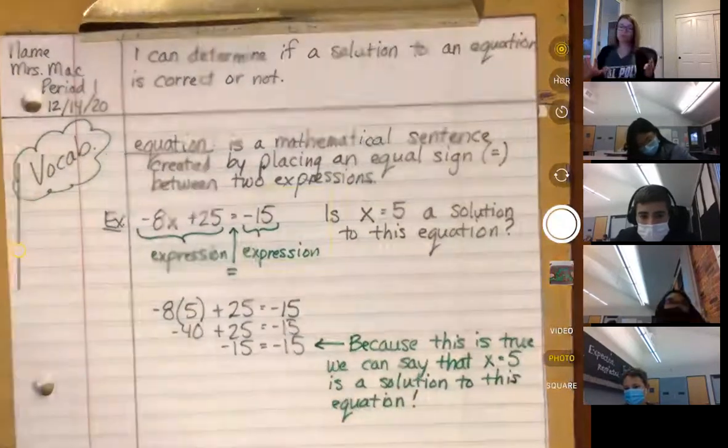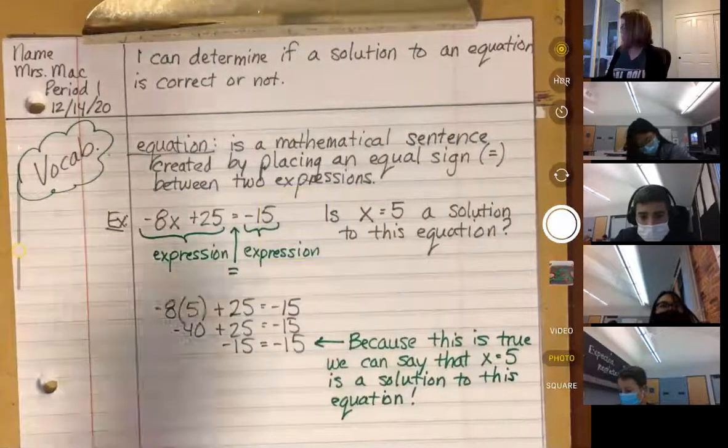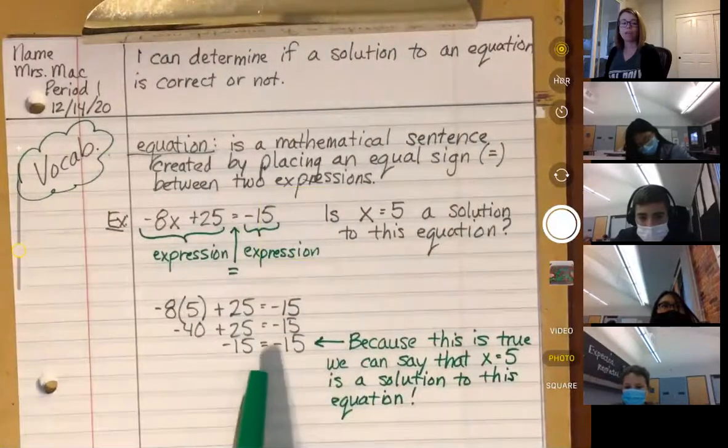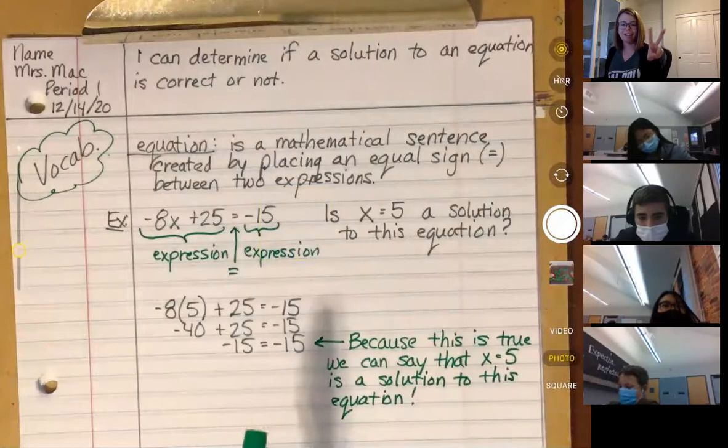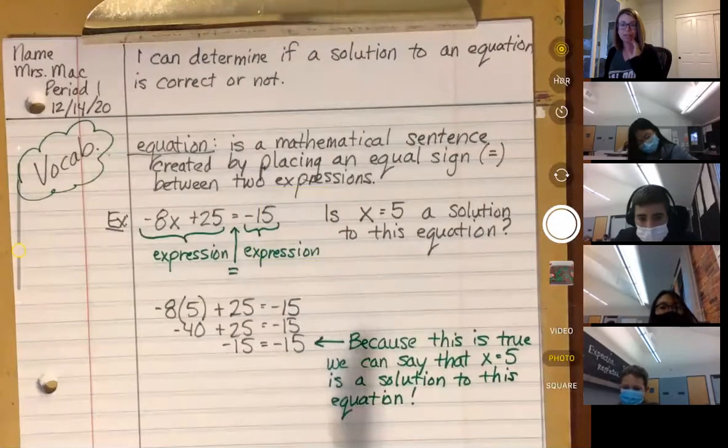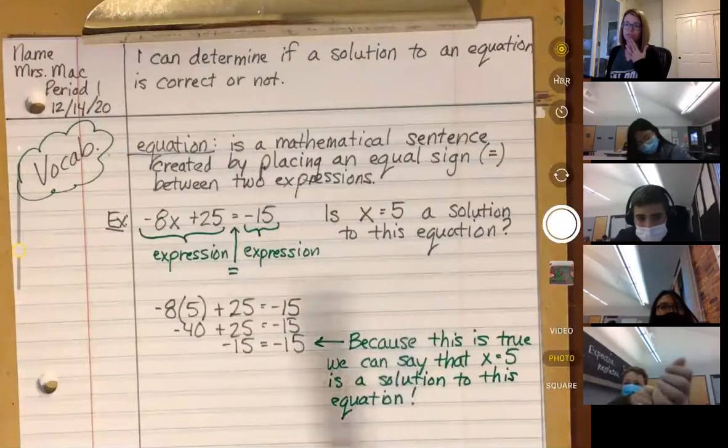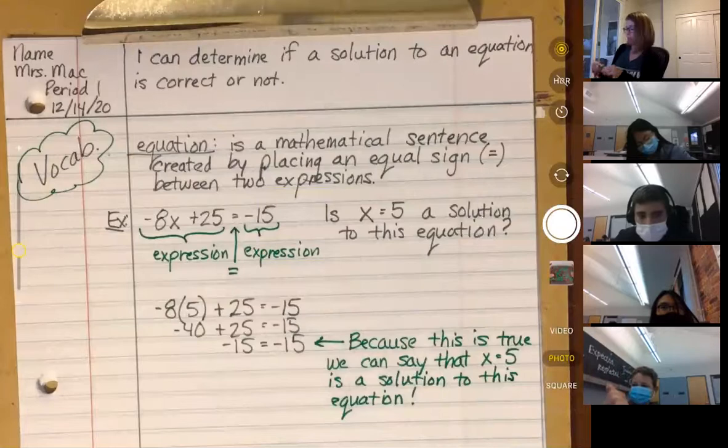So our goal then, if we get down to this point right here, and those two are not equal to each other, that it's not a true statement basically, then we know that that is not a solution. Okay, so let's look at another example real quick.